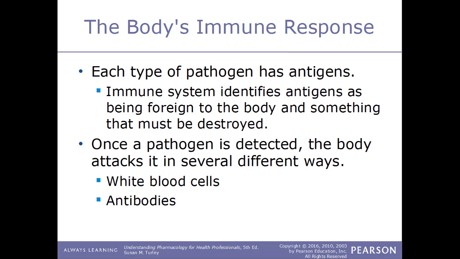Okay, each type of pathogen has antigens. Now, your immune system identifies antigens as either being foreign to the body or being of yourself. And if it's foreign, then it'll be searched out and destroyed. So once a pathogen is detected, the body can attack it in several different ways. These can include white blood cells, or these can include antibodies.